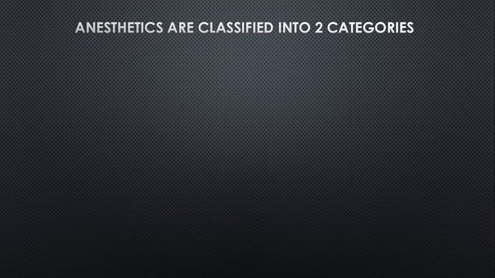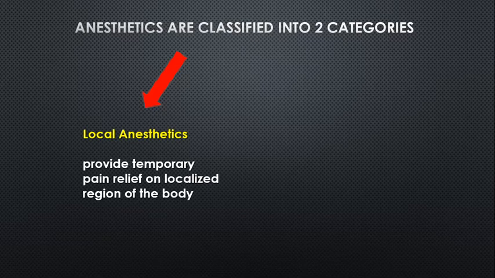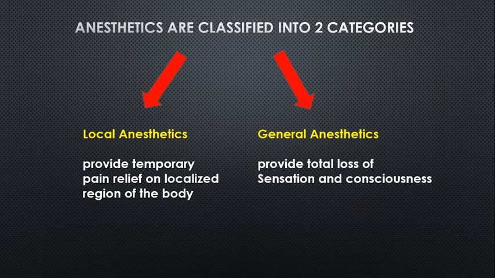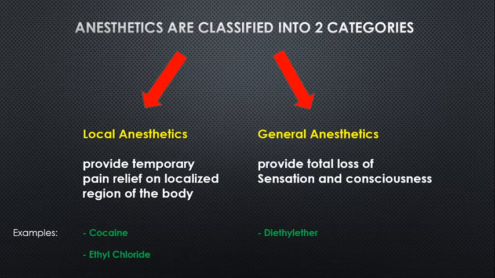Now, anesthetics are classified into 2 families. The first one is called local anesthetics, which is applied on a localized region in the body, and it lasts for a short period of time. Example, cocaine and ethyl chloride. Whereas the second family of anesthetics is known as general anesthetics, which provides total loss of sensation and consciousness, such as diethyl ether and pentobarbital.